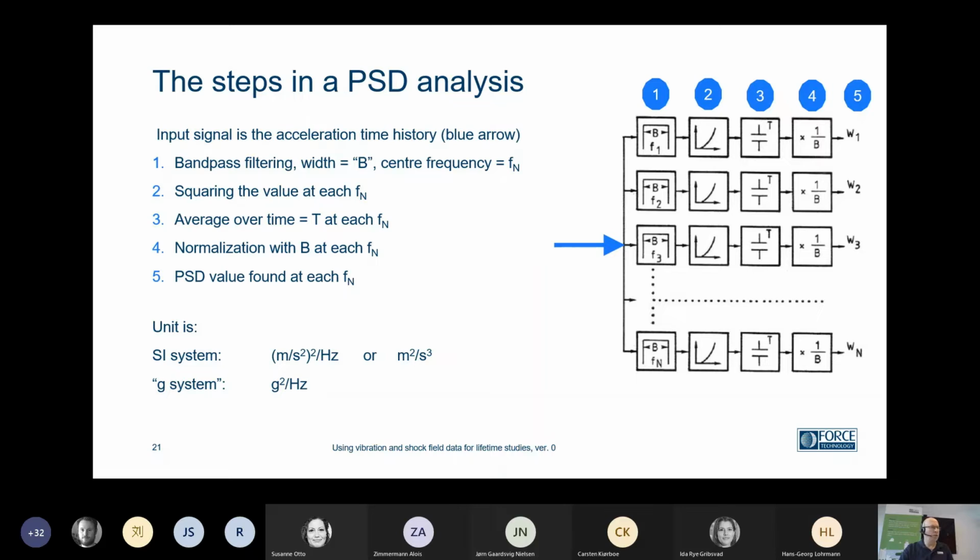I'm an old test engineer, so I still use the unit G, the acceleration of gravity. Of course, it would be better to use the SI system, and then your unit would be meter per second squared divided by hertz, and when you reduce it, that would be meter squared divided by second to the third. That's a kind of strange unit, so I prefer this G squared per hertz unit.